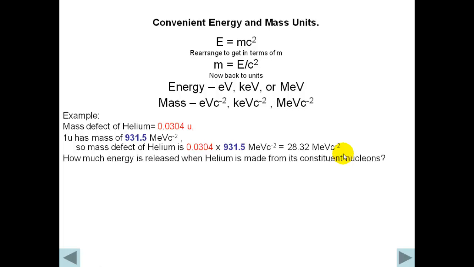So how much energy is released when helium is made from its constituent nucleons? We know that 28.32 MeV c to the minus 2 is the mass which has disappeared. It's turned into energy. We apply Einstein's equation, E is equal to mc squared, and we know that m is the mass defect. It's going to be 28.32 MeV c to the minus 2 times c squared. This is why this is such a convenient unit, because when we're using it in Einstein's equation, the c to the minus 2 cancels with the c squared. So we know the energy released is 28.32 MeV.